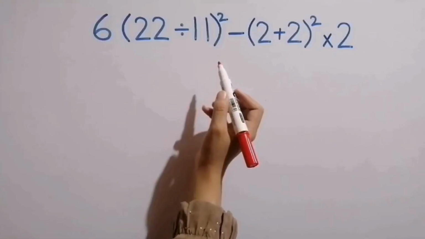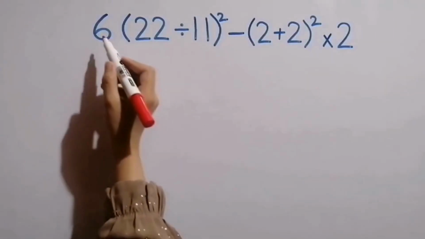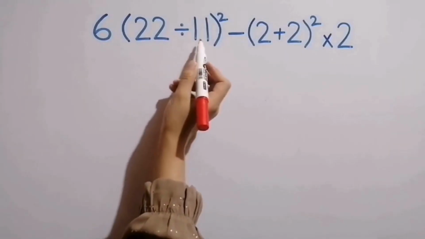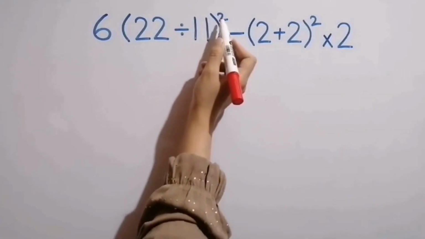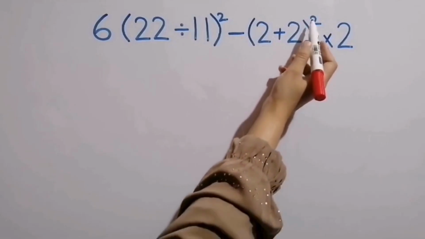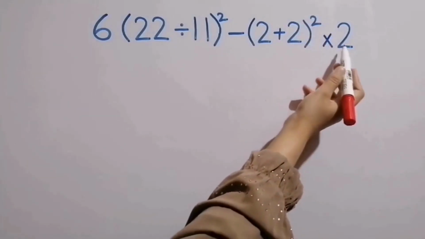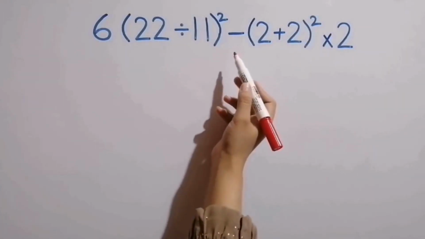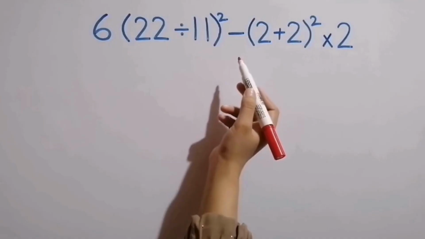Let's solve another question about PEMDAS rule. 6 then 22 divided by 11 inside the parentheses to the power of 2. Then minus 2 plus 2 inside the parentheses whole to the power of 2. And finally multiply 2. Most people solve the first bracket and forget the second.